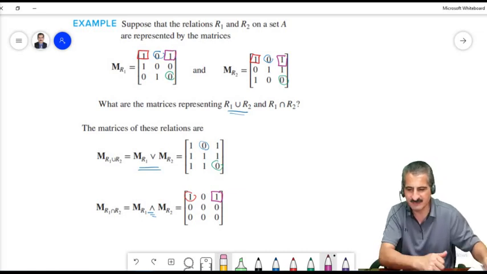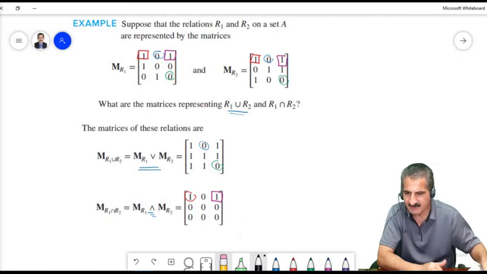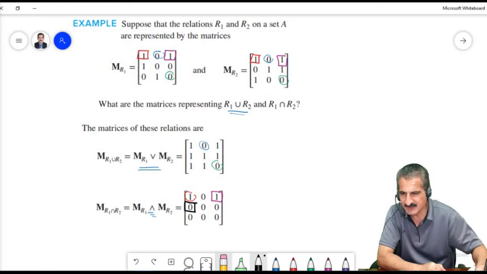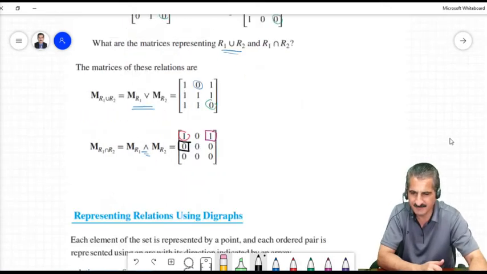For example, let me use which color now? Black. For this 0 here, why did we get that 0? Because it is this one and 0 here. So we got that 0. And you can compute that easily. Okay.